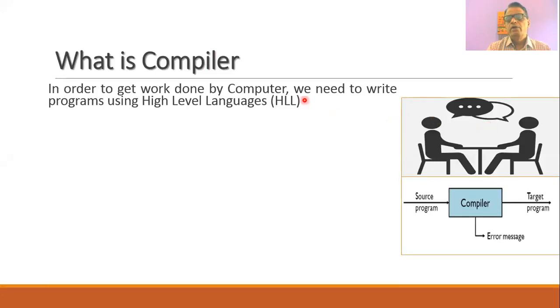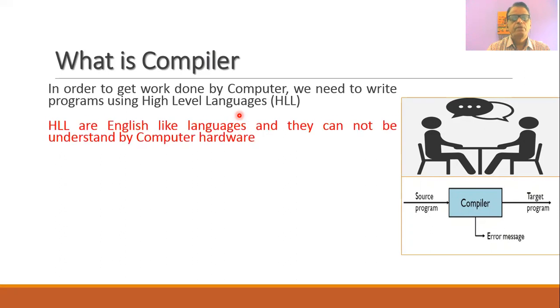Now we know that whenever we want our computer to perform any task, then it is necessary to give instructions to the computer. And these instructions are given by writing the programs in a certain language. We know that computer is a machine which does not understand the language that is being used by humans in communication. And therefore, in order to perform any task by the computer, it is necessary to write the programs by using special languages, and these languages are called the high level languages.